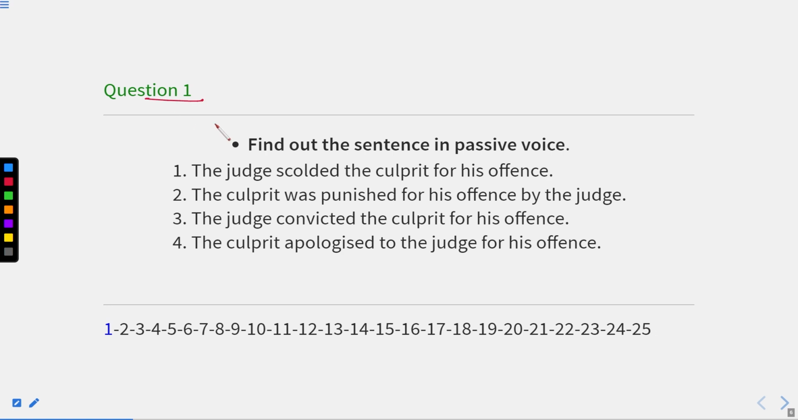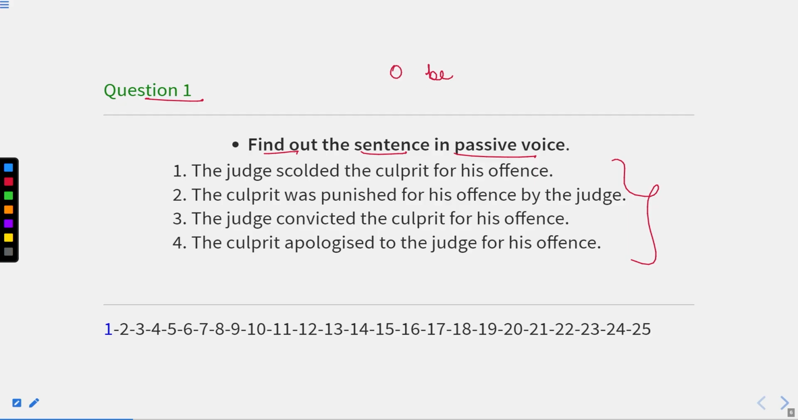Now this is question number 1. Find out the sentence in passive voice. It means here we have 4 sentences and we have to look for that particular sentence that is actually in the passive voice structure. And we know well, in case of passive voice structure we need 3 things.